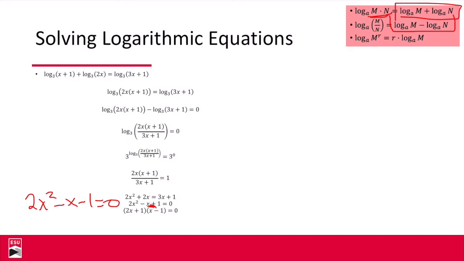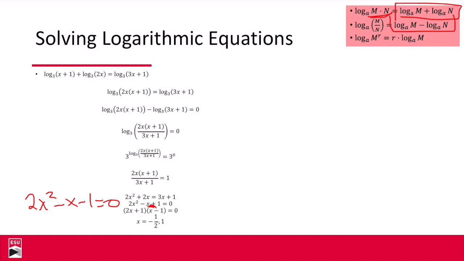But then that factors into (2x plus 1) times (x minus 1), because 1 times negative 1 is negative 1, but 2 times negative 1 plus 1 is negative 1. So that's factored correctly. And we get x is negative 1/2, or it equals 1.